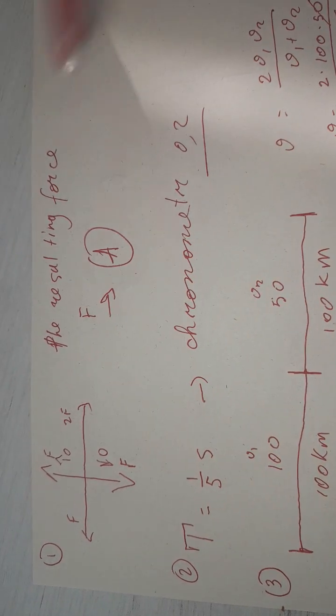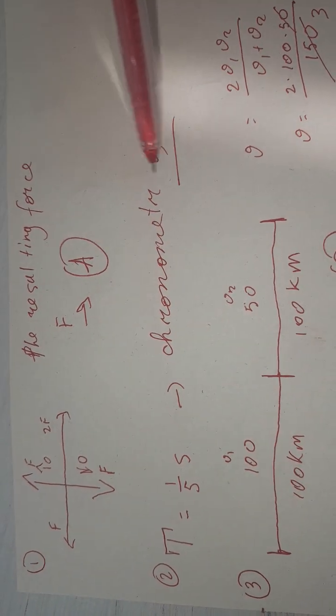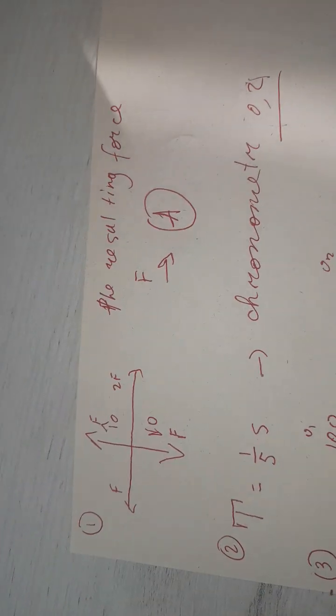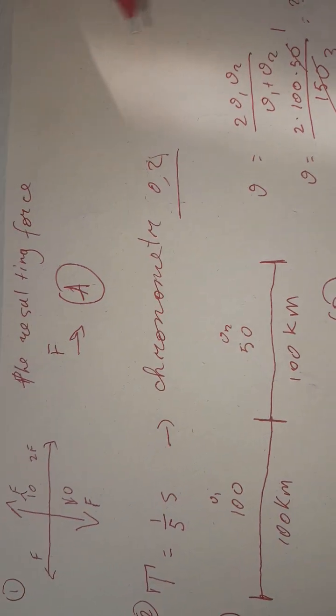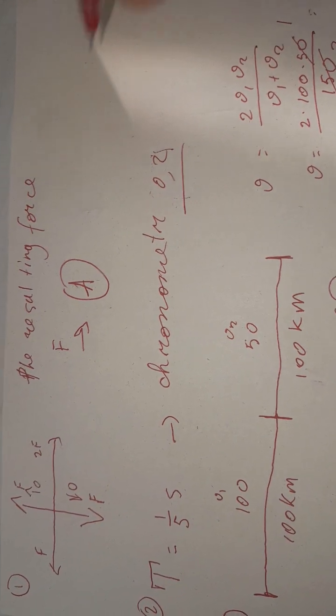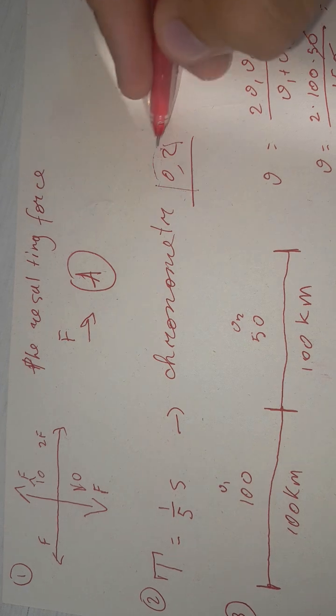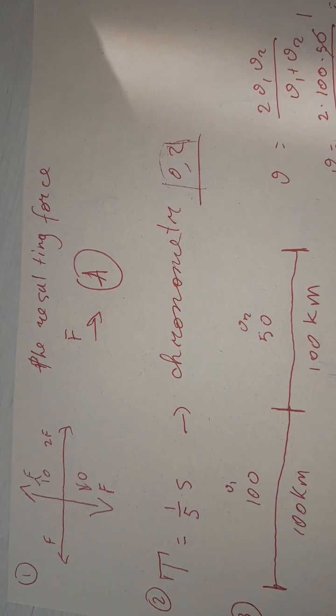The second question says that we have a chronometer. The minimum second which it measures is 0.2. So they're given one is a fraction and one is divisible by this. So the correct answer is that.